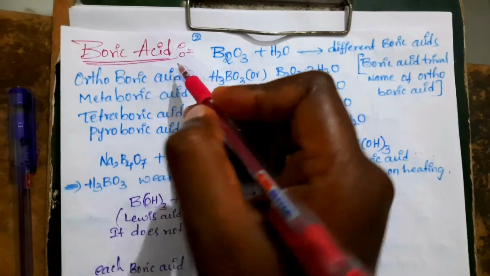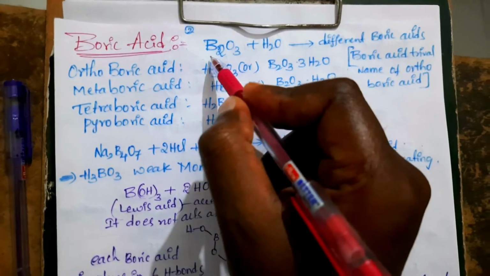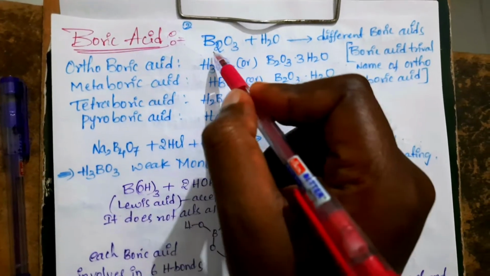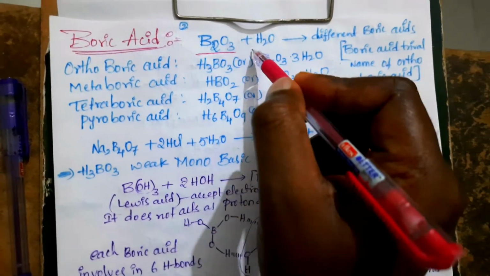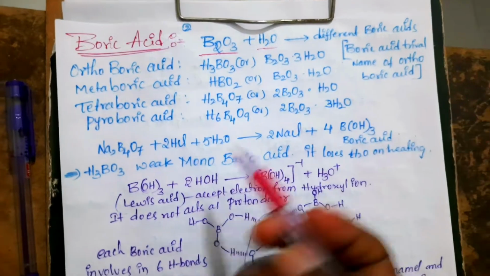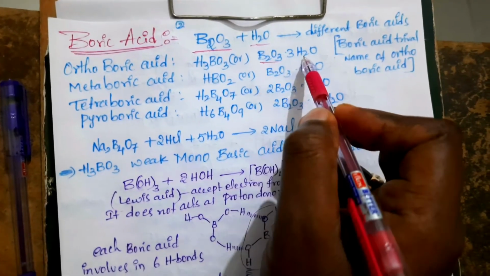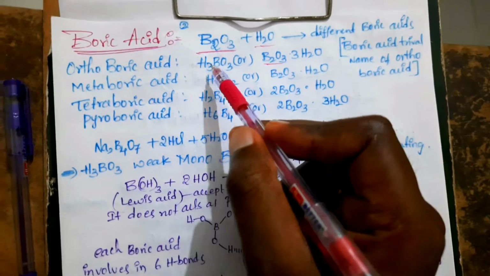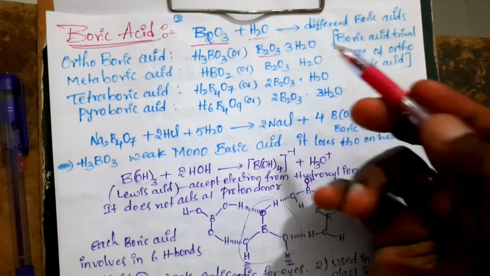How will you get boric acid? Boric anhydride on hydrolysis gives different types of boric acids, depending on the percentage of boric anhydride and water. In orthoboric acid, boric anhydride and 3 moles of water give orthoboric acid. Boric acid is the trivial name of orthoboric acid.